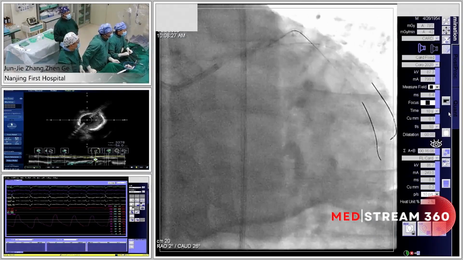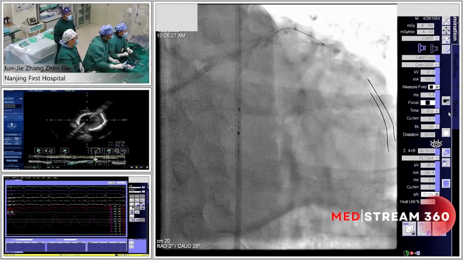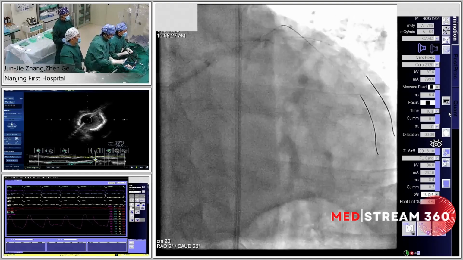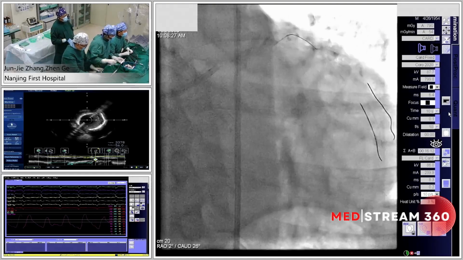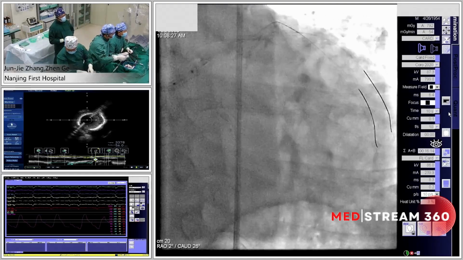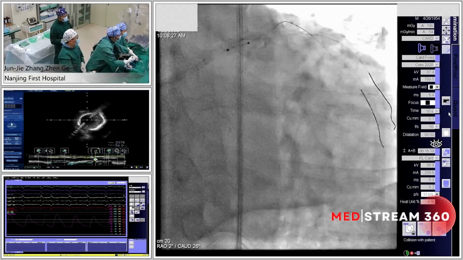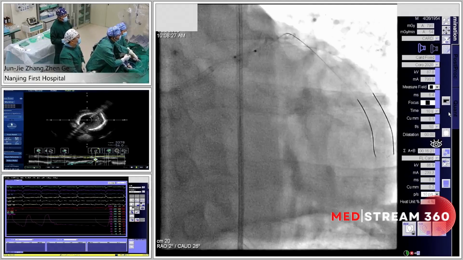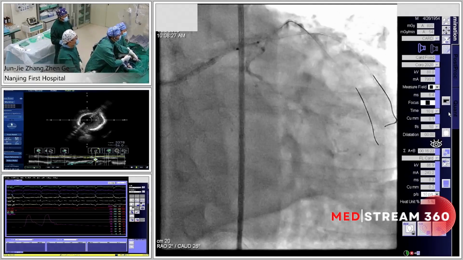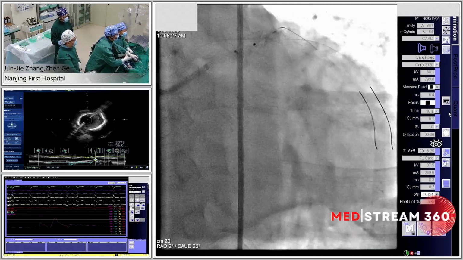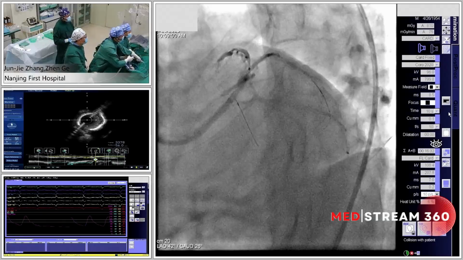Actually, you can see there are two wires. One wire is in the LAD, another is in the diagonal. In this case, we use a femoral approach with a 7 French EBU 3.75 guiding catheter to get strong support. Yeah, I think it's good.